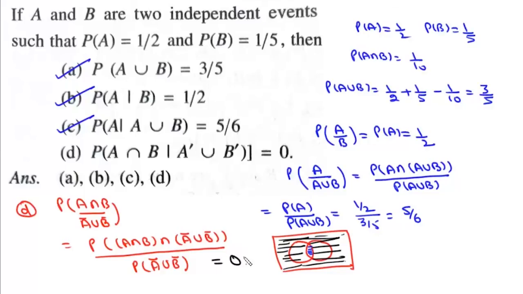So this probability has to be 0. That means this option D is also correct. So the correct options are A, B, C, D.